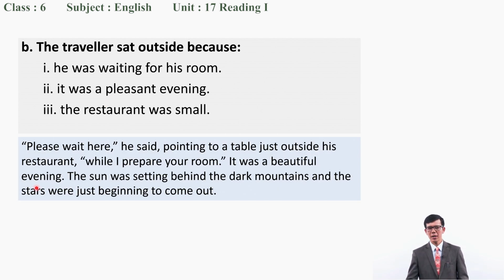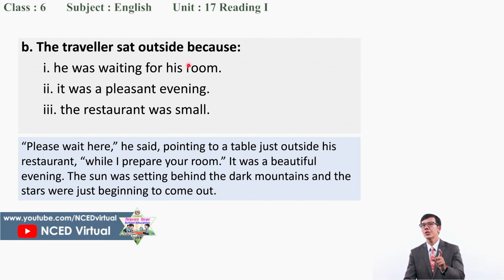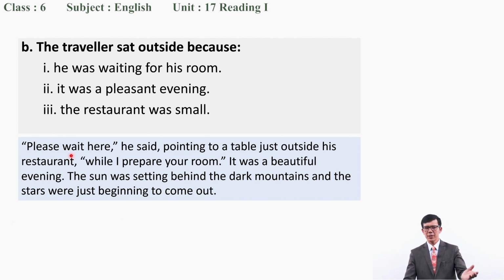Please, again, I request you all to read this part of the text quickly. The traveler sat outside because... why was the traveler sitting outside? See, the owner said, "Please wait here," pointing to a table just outside his restaurant, "while I prepare your room."